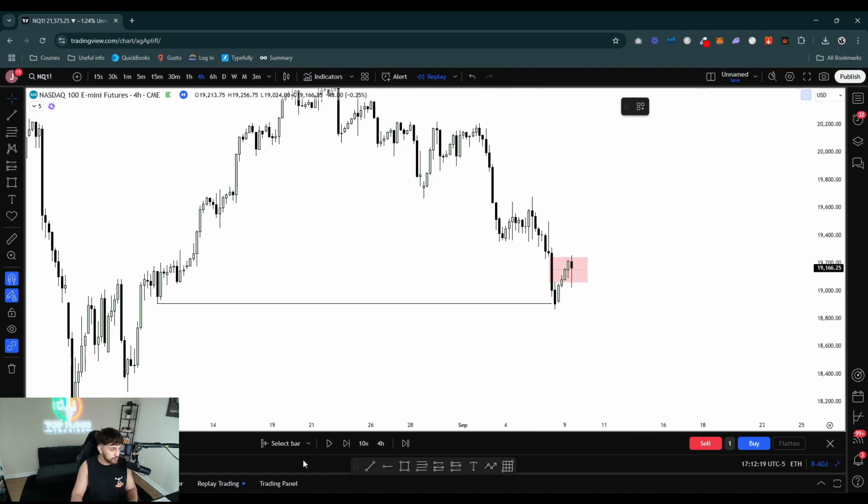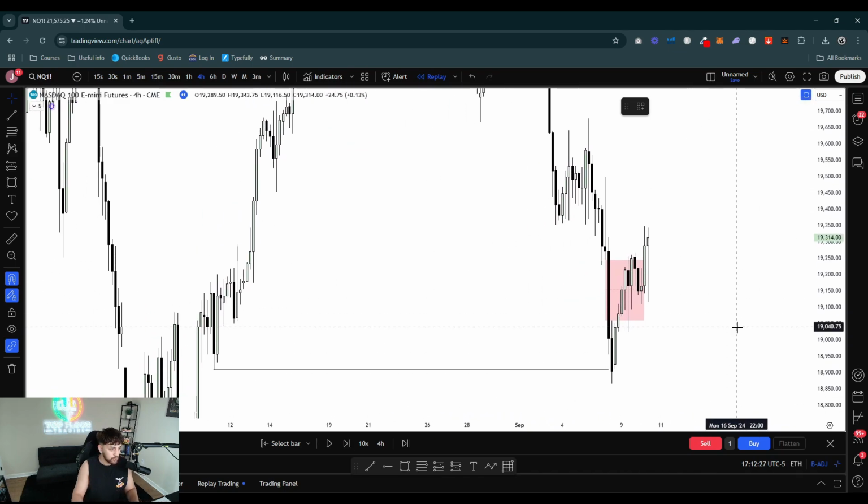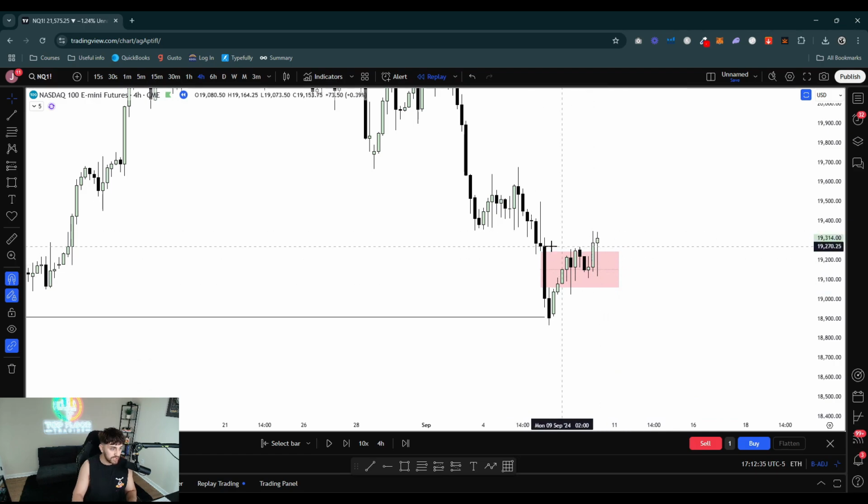This fair value gap might not hold, because on the 15-minute we're not getting that confirmation. All right, if we fast forward here, we already disrespected it. The way I look at fair value gaps is if we close a body above the fair value gap, it's disrespected, and I just go ahead and delete it. But I'll keep it up for video's sake.